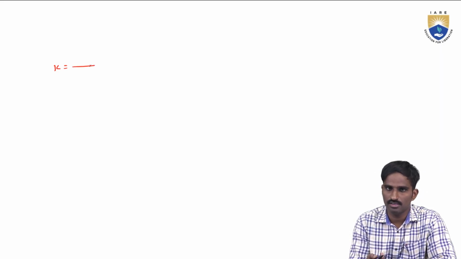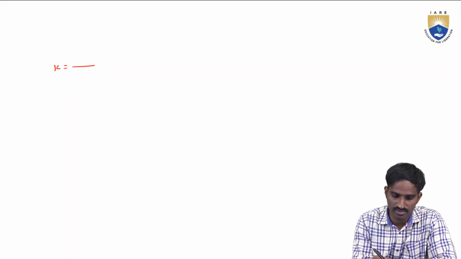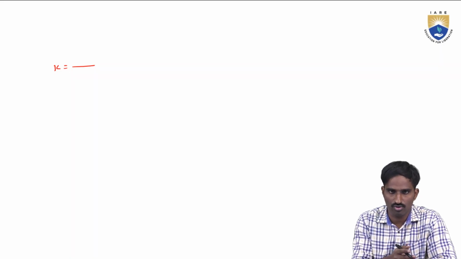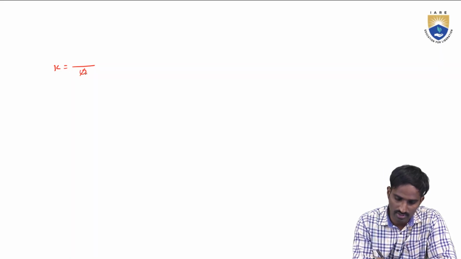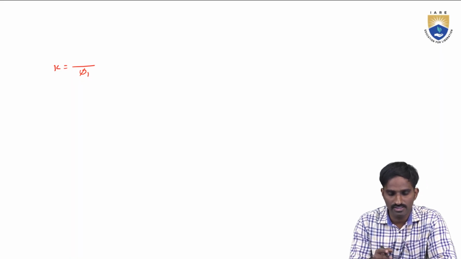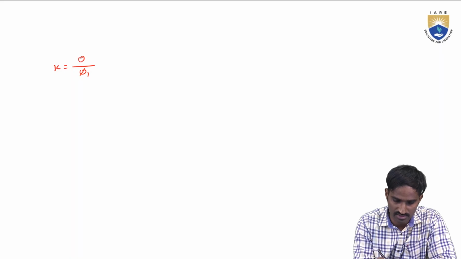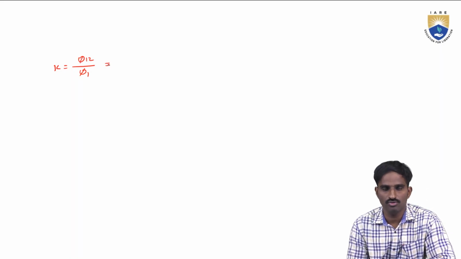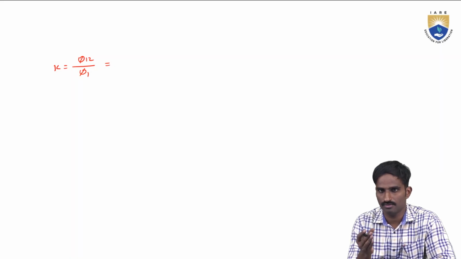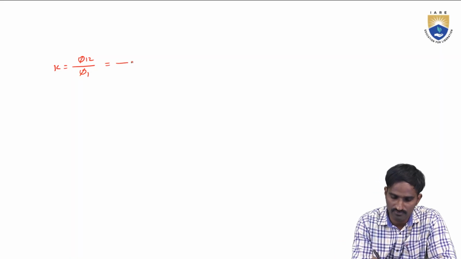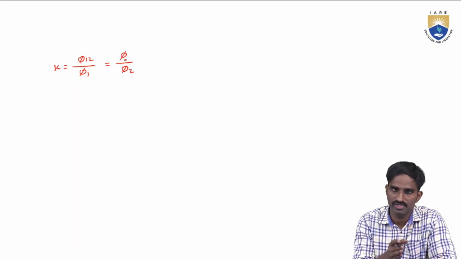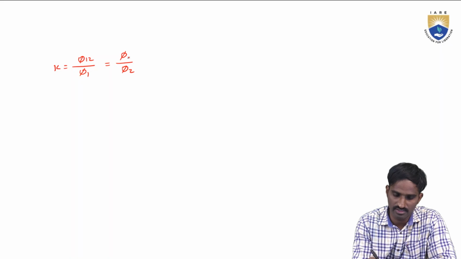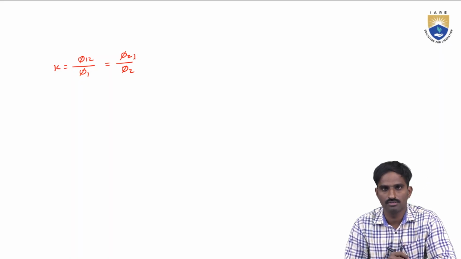the total flux produced by, let us consider, coil 1. So the flux linkage with coil 1 is phi 1, and the flux linkage with coil 2, because of the flux produced in coil 1, let us consider as phi 1 2. This is K. And in another case, suppose the flux in coil 2 is phi 2, and the same flux is linked with coil 1, then let us consider it phi 2 1.